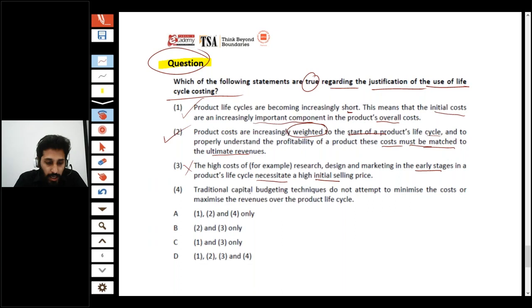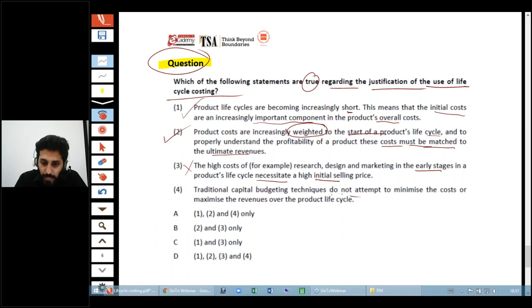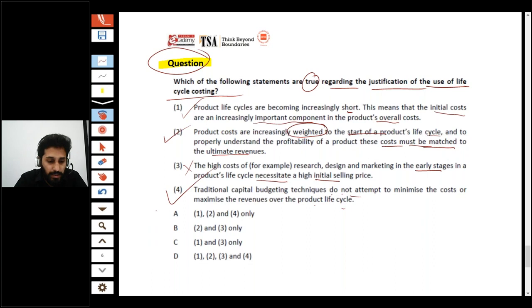Number four, traditional capital budgeting does not attempt to minimize the cost or maximize the revenue over the life cycle. The answer is absolutely yes. Why? Because traditional capital budgeting focuses on the first year result, that means one year result. But life cycle costing focuses on the entire life cycle.